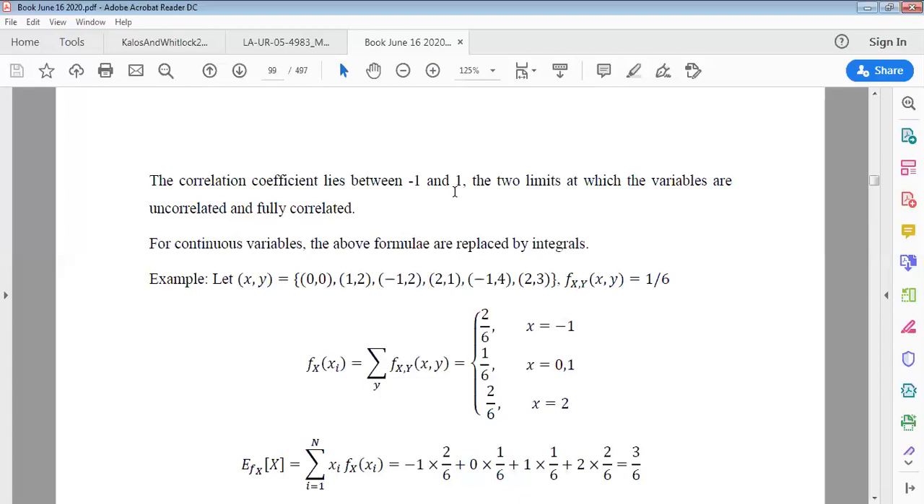So finance people really like this coefficient, and so do we, because we want to see whether two variables are correlated or whether they have nothing to do with each other. So are they uncorrelated or are they fully correlated?